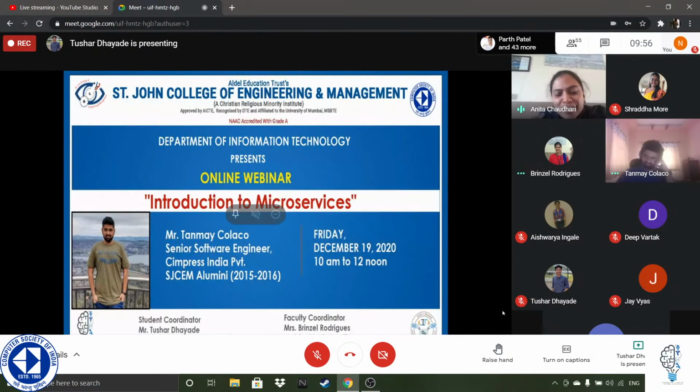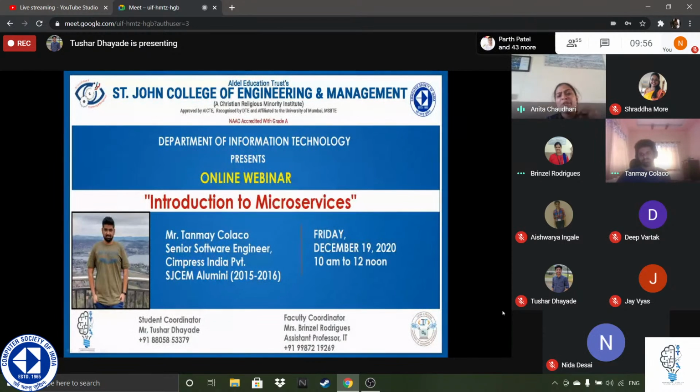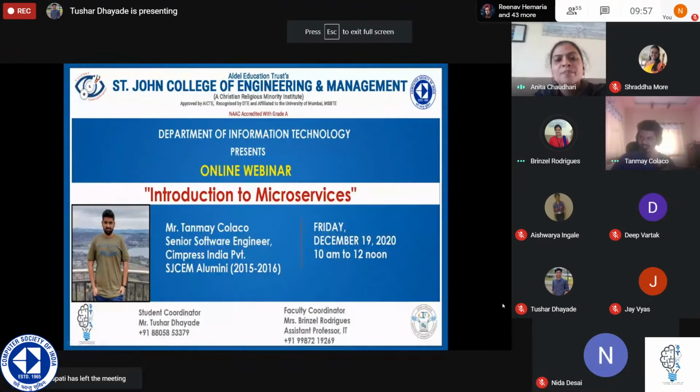So definitely this is a very good concept that today Tanmay is covering. As software engineers and IT people, you're going to develop applications when you join the industry or when you're working on your project. So this concept definitely matters a lot. It is not in our syllabus and curriculum, though. DevOps is there, but microservices are not included. But you should know these things. So Brinzel ma'am has organized such a seminar for you to get the knowledge.